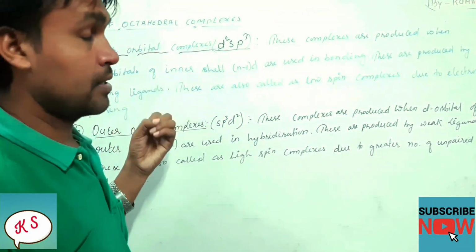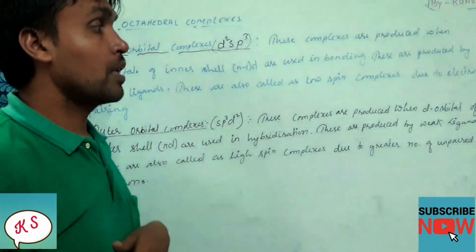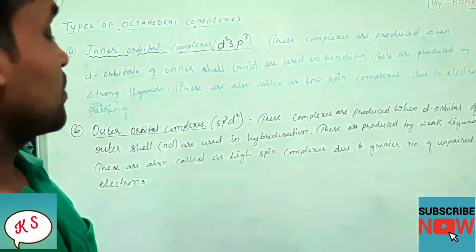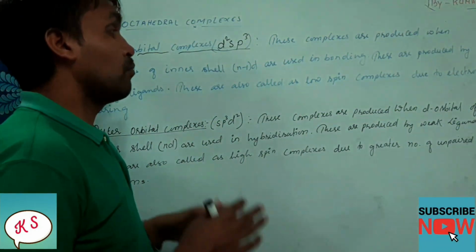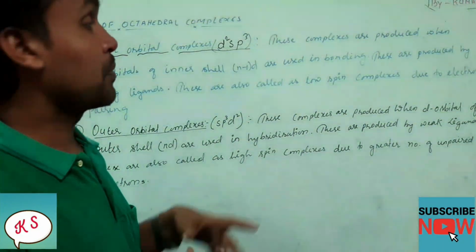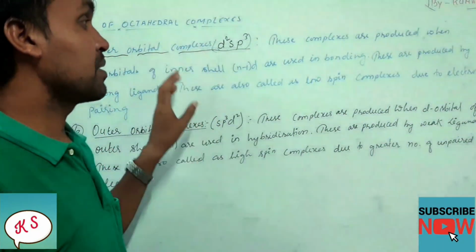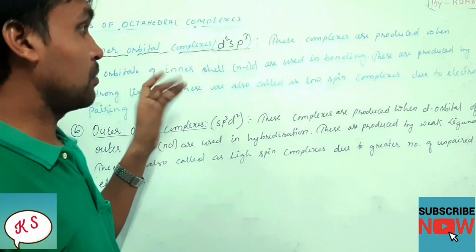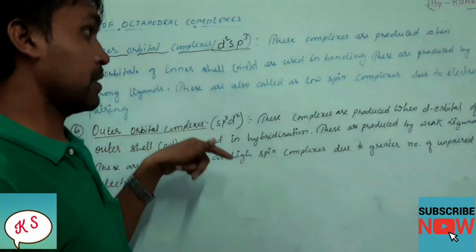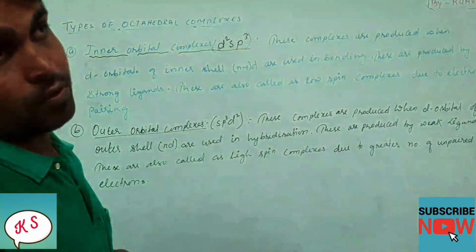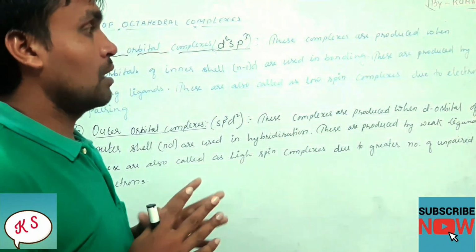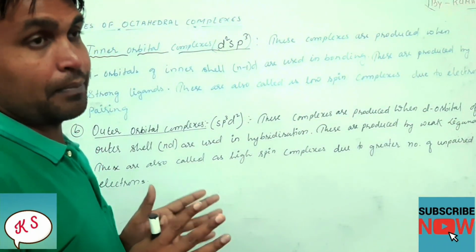They are going to be formed with strong field ligands, and these are also called low spin complexes due to electron pairing. Mostly you will find that the electrons will be paired up in this case. In inner orbital complexes, the ligands will be strong field ligands, and there will not be many empty orbitals.